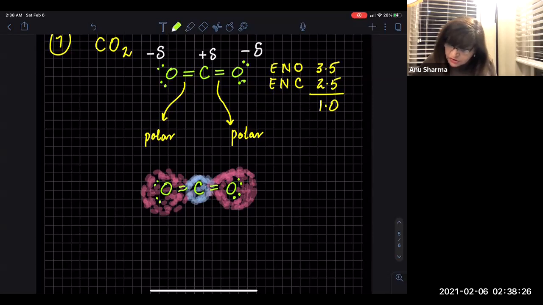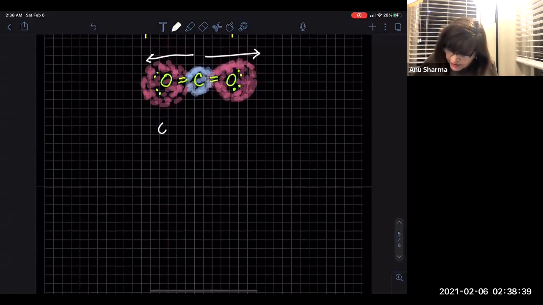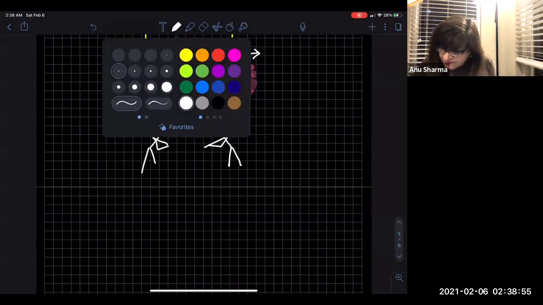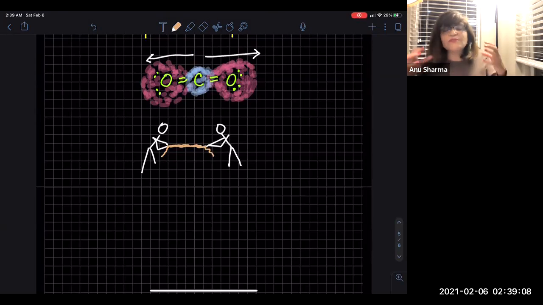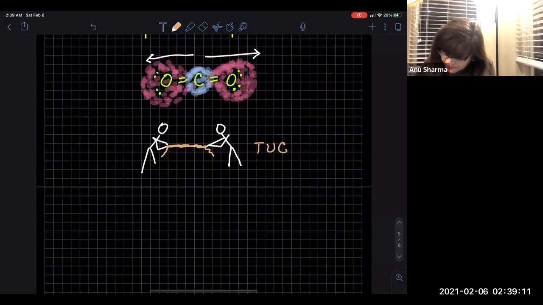But since the oxygen is the same on both sides, both of them are going to be pulling with the same force, okay? Same force. Now you have to imagine this, a tug of war. Here you have one heavyweight champion and another heavyweight champion, and both of them are pulling a rope with the same force. So here's this rope that is being pulled. This guy is pulling and this guy is pulling, both with the same force. So this tug of war is happening. Who's going to win?